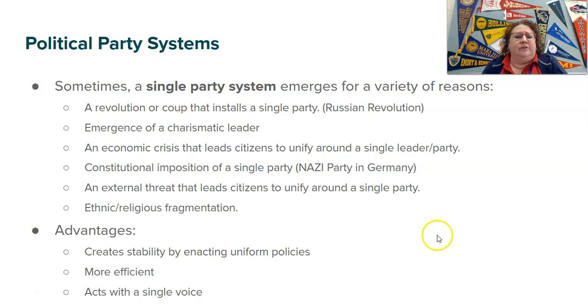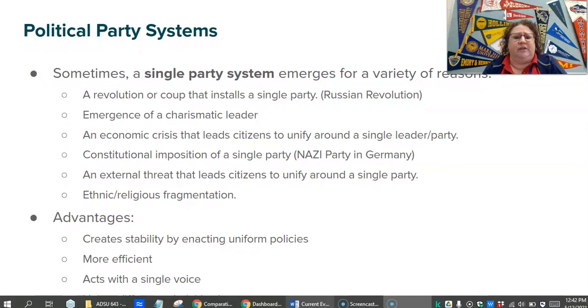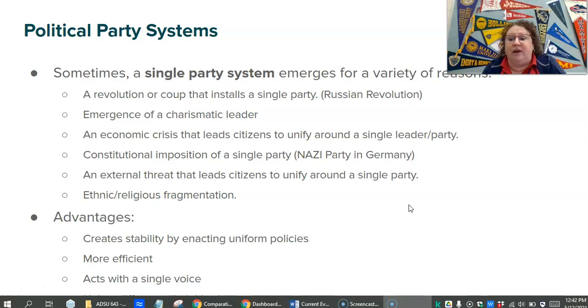What we think about in a single-party system, or a one-party system, will emerge sometimes for a variety of reasons. You can have a coup that establishes a single party. You can have a really charismatic leader. For example, if we look at the one-party dominant system that we have in Russia, United Russia is a party that is really dominated by the very charismatic President Putin.